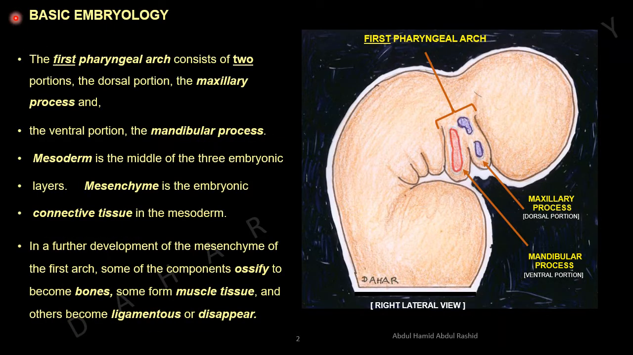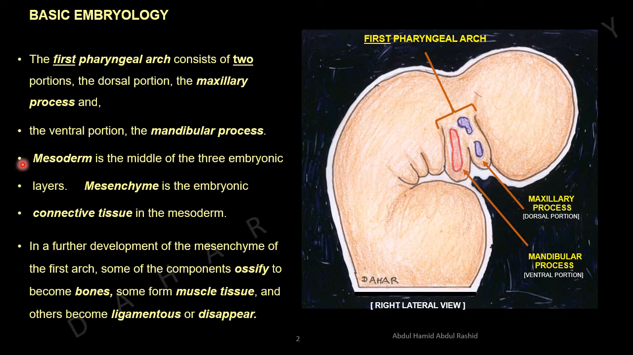Basic embryology. The first pharyngeal arch consists of two portions, the dorsal portion, the maxillary process, and the ventral portion, the mandibular process. This is the right lateral view of the embryo. This is the first pharyngeal arch. This is the dorsal portion, the maxillary process, and this is the ventral portion, the mandibular process.